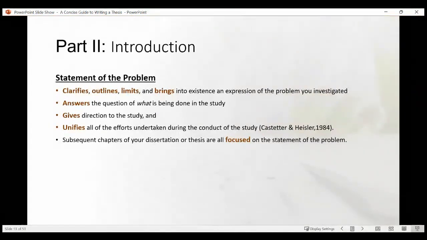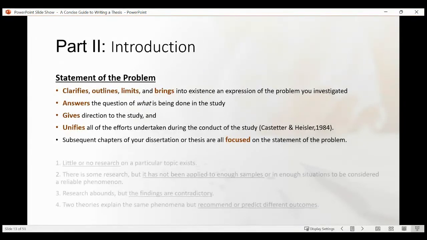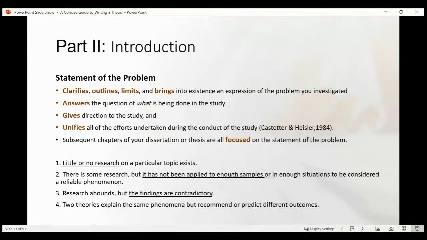Make sure that all the chapters that you are going to write, from chapter 2 all the way to chapter 5, will be focused and related to the statement of the problem. So this is a very important section in your thesis or dissertation. There are many ways to present or identify your statement of the problem.